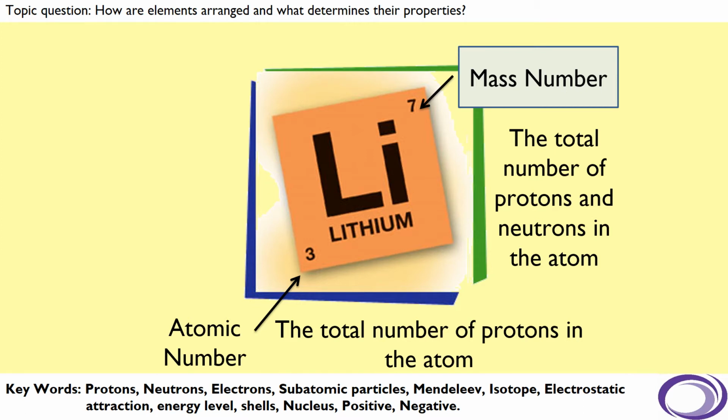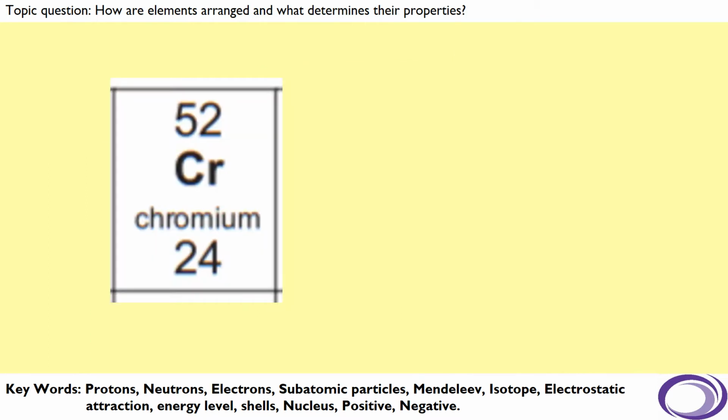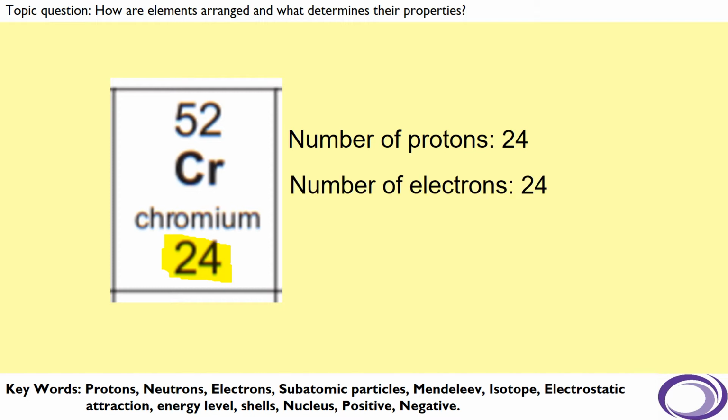So the number of protons, which are positive, will be equal to the number of electrons. So let's have a work through some of these. If we look at chromium, we've got 2 numbers. The first one is the atomic number, which in this case is 24. That tells us that chromium has 24 protons, and because an atom has no overall charge, there must also be 24 electrons. To work out the number of neutrons, we use the mass number.